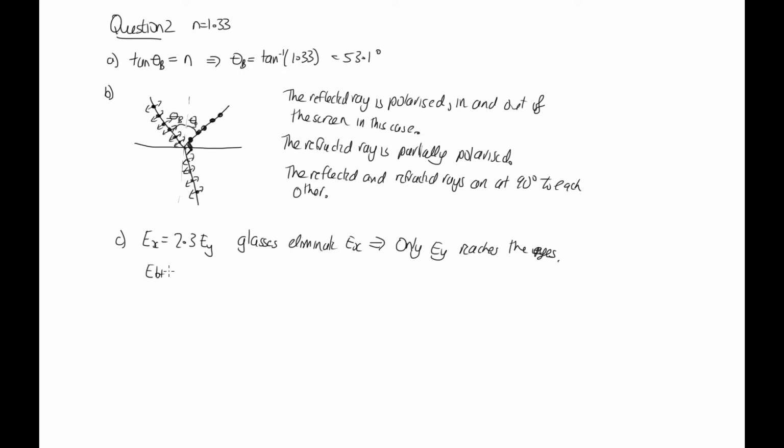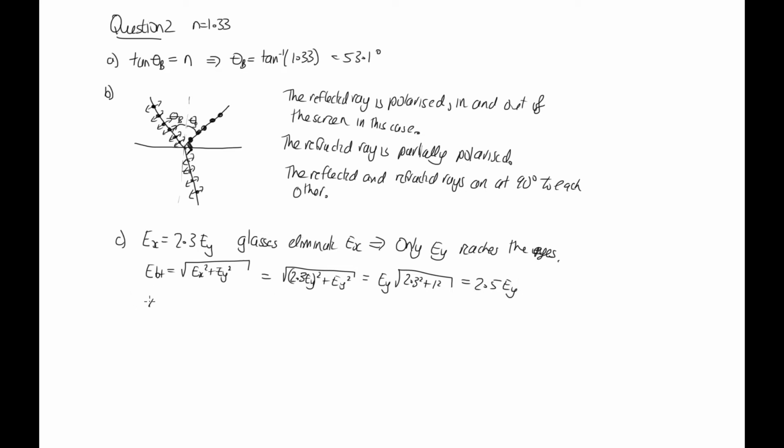E total is given by the square root of EX squared plus EY squared. And then what we'll do is we'll substitute in for EX here. So this is equal to the square root of 2.3 EY squared plus EY squared, which is equal to, let's pull EY squared out the front, and because it's got a square root, that becomes EY. So we've got EY times the square root of 2.3 squared plus 1 squared. And so this is equal to 2.5 EY.